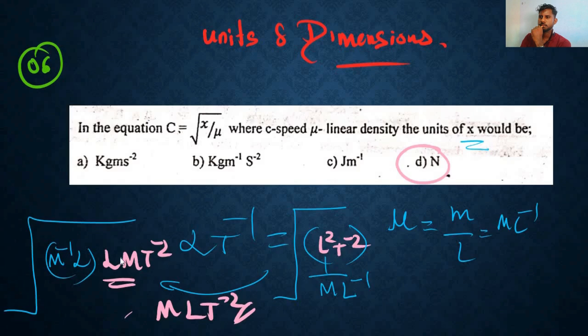Yeah, we have another, right? Yeah. The first answer is also correct. This one, right? Kilogram M L T minus 2. That's also correct. So A and D both are correct. That's the answer.